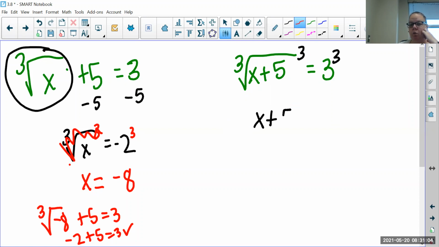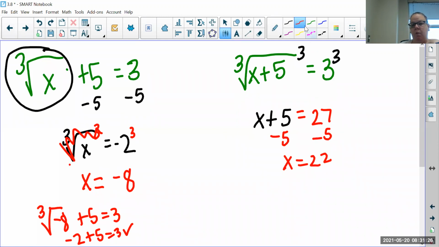I don't do 5 to the third power. A lot of you have been doing that and getting 125 here. You don't do that. The cube and the cube root cancel each other out, so you don't have a cube left over there anymore. So it's just x plus 5, and then 3 cubed is 27. And I subtract 5 like I'm back in algebra 1. I just solve and I get 22.